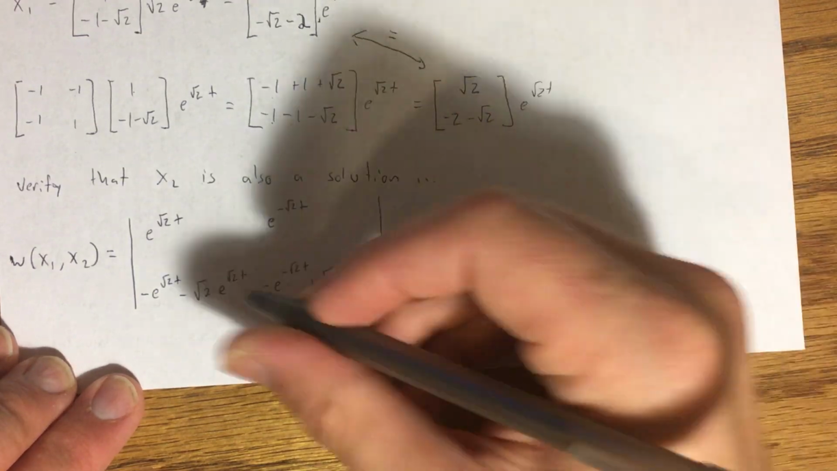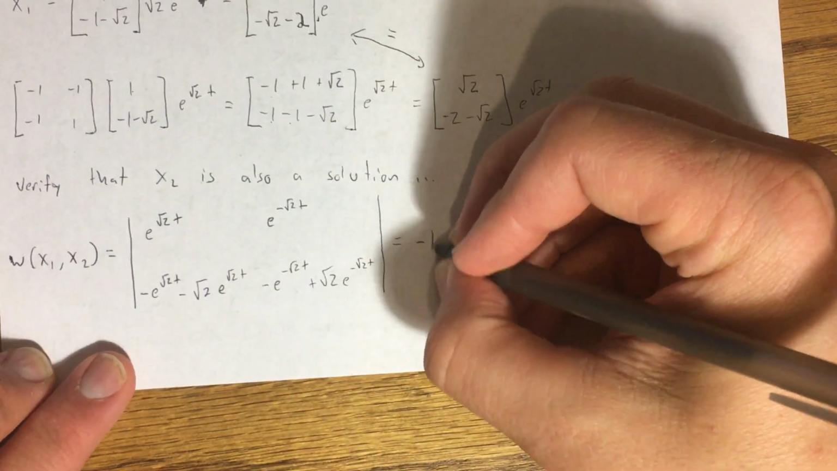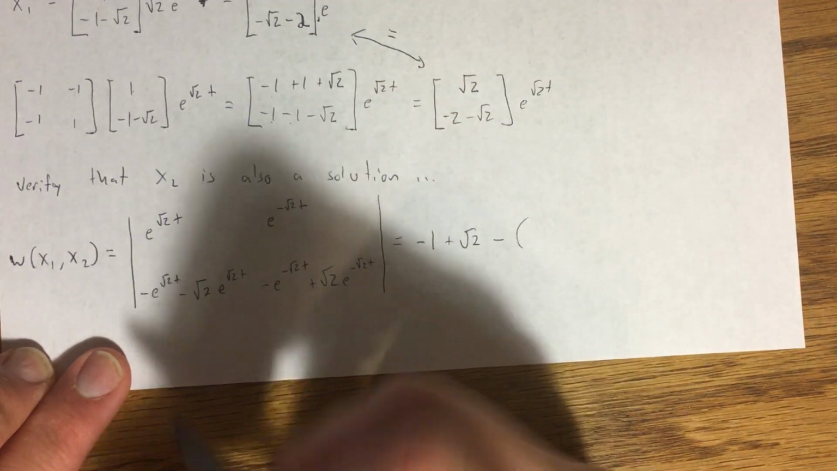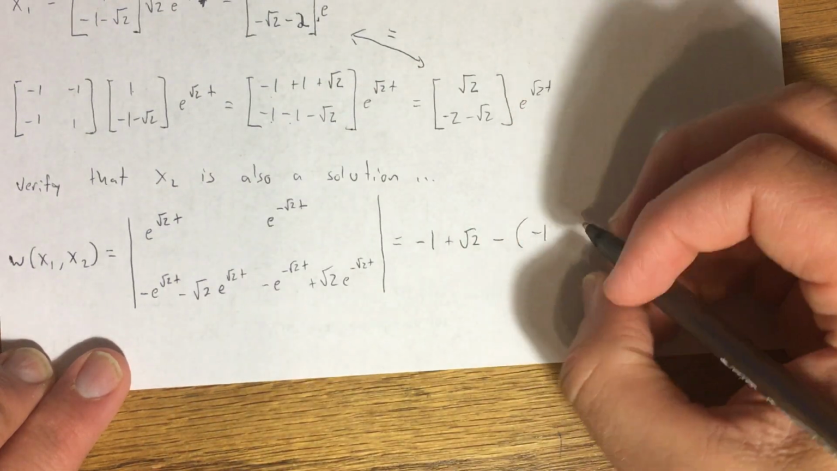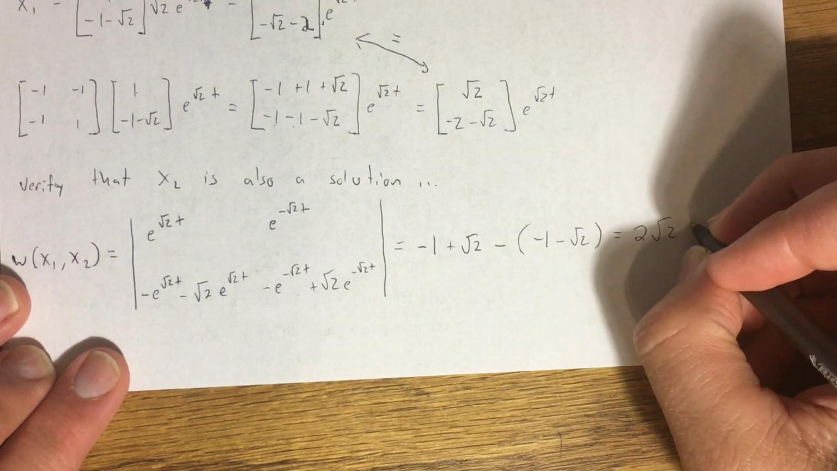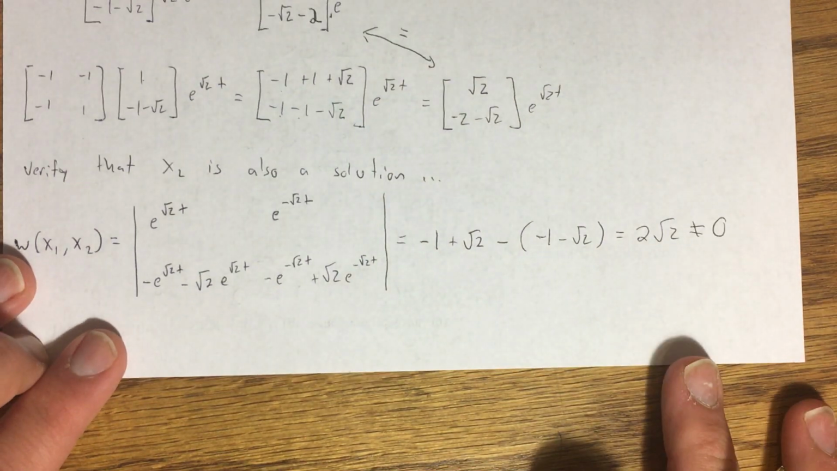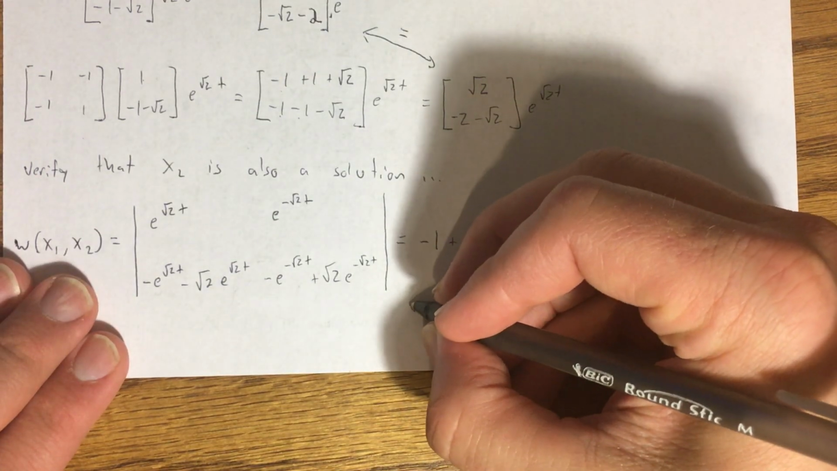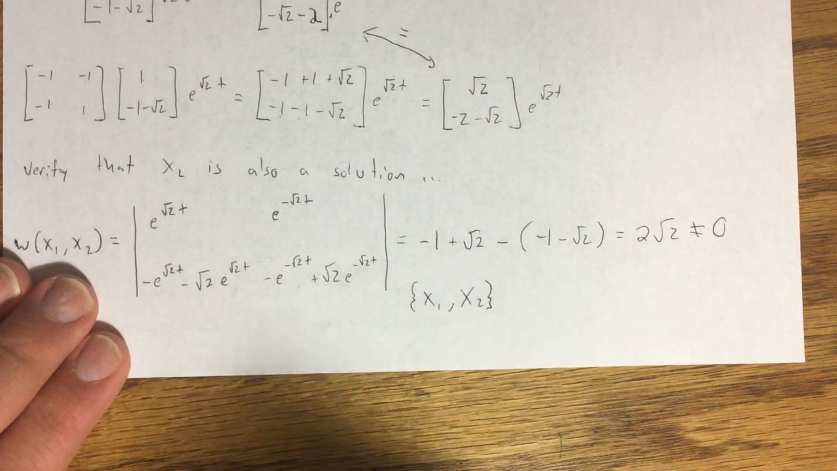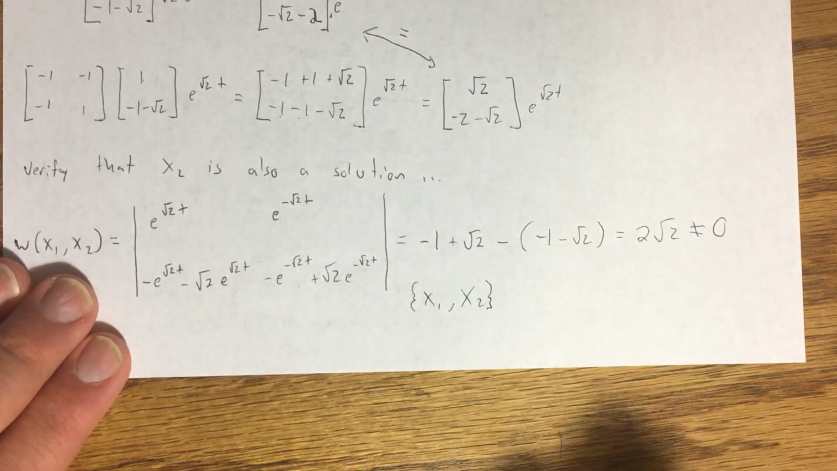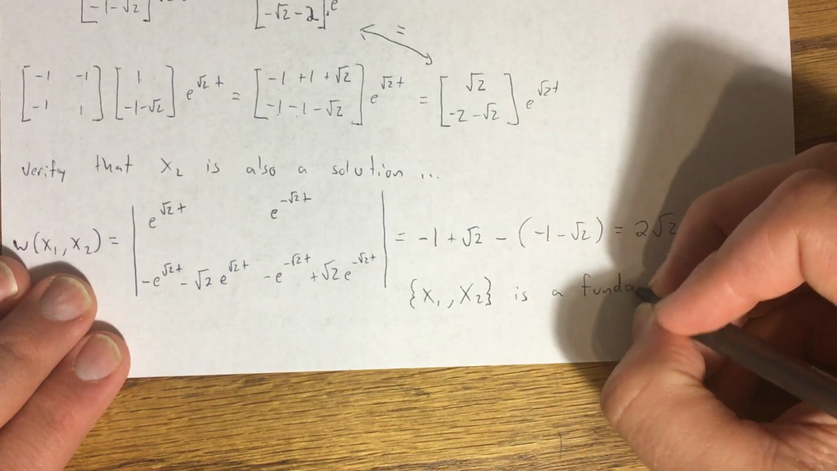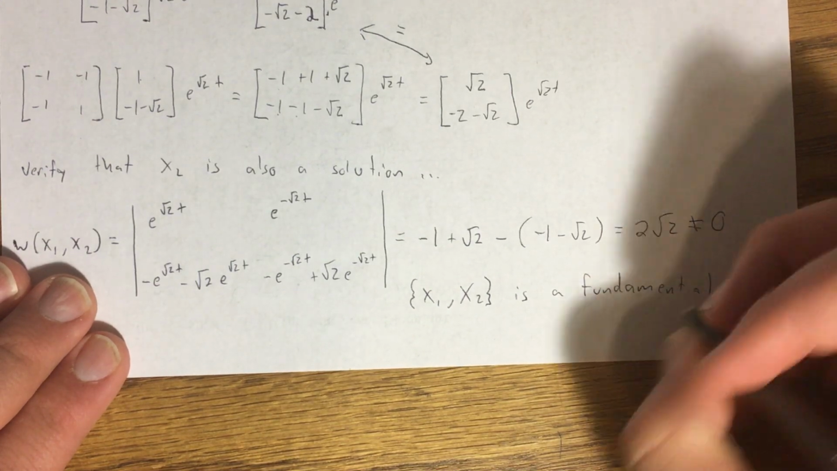And so keeping that in mind, that's going to make this come out a little bit simpler than it might initially look. So multiplying across the main diagonal, I get negative 1 plus root 2 minus the product along this other diagonal. I'm going to get negative 1 minus root 2. Okay, this is equal to 2 root 2, which is non-zero. So that means x1 and x2 are linearly independent, and because we have the correct number of solutions there, we can say that this is a fundamental set of solutions.